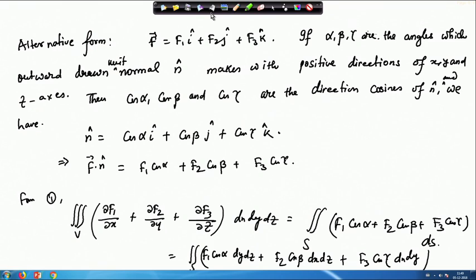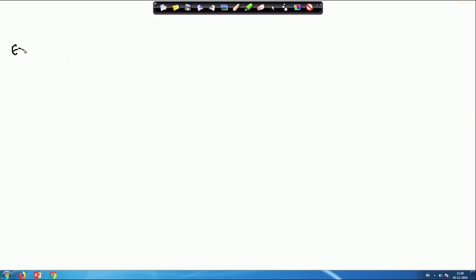This theorem, as I was saying, has a very wide application in vector calculus and in other fields as well. We will learn about those things later on, but today we will practice a few examples. So, to start with, let me consider our first example.